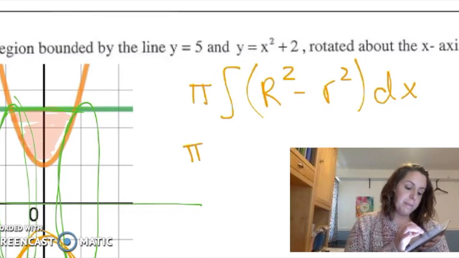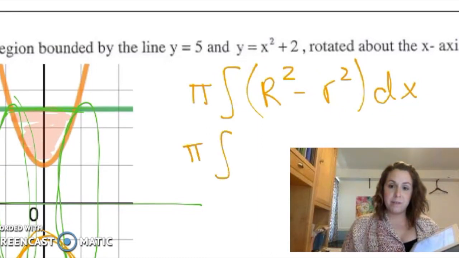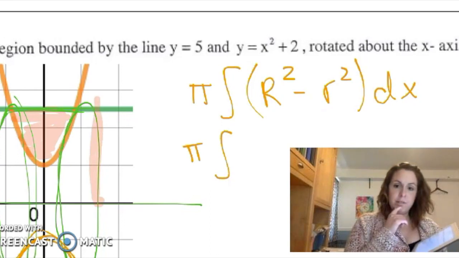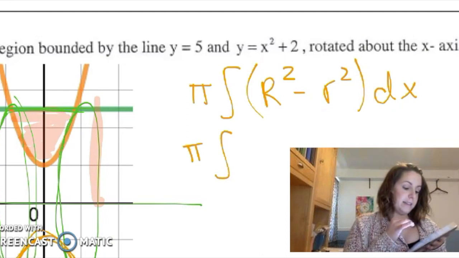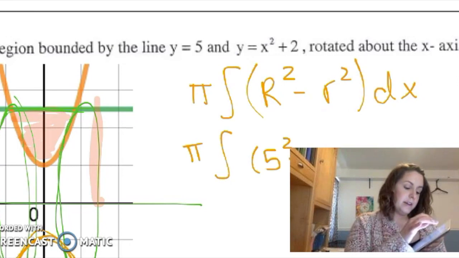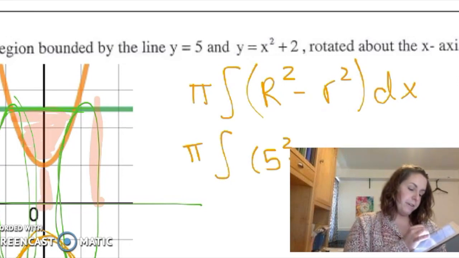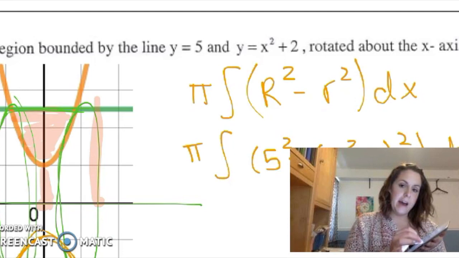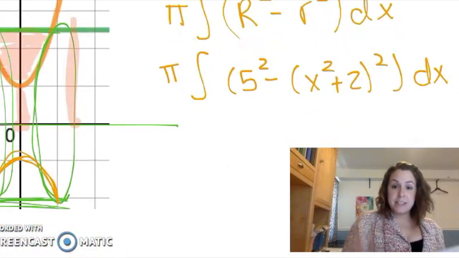So let's think about what those are. So pi is just going to be pi. Integral, and we'll talk about bounds in a second. My outer radius here, we're going from the center to the outer function, which in this case is y equals 5. So it would be 5 squared. Minus, now we're going to go from the center to my inner function, which is x squared plus 2, squared, dx. And so that's my basic setup.